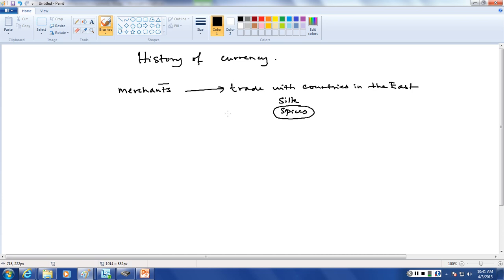And this is how they did it. Even before leaving on their journey, the merchant would go to his local goldsmith.